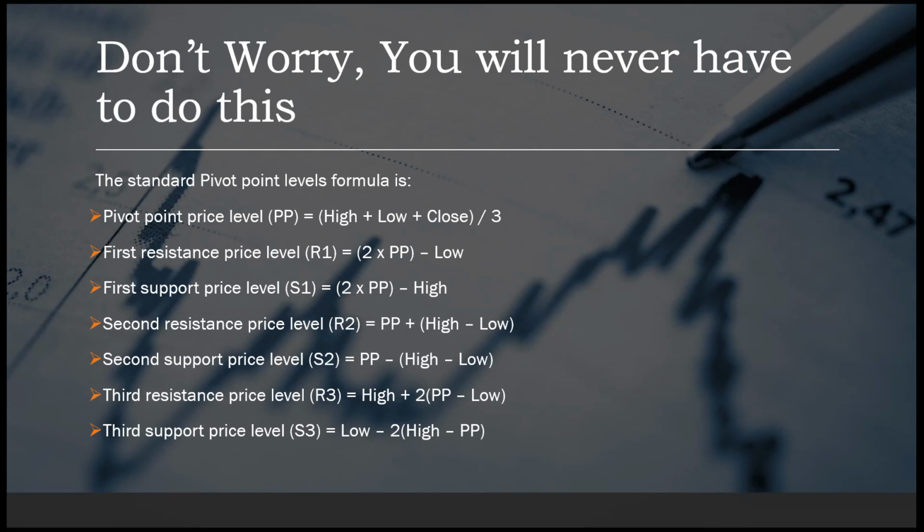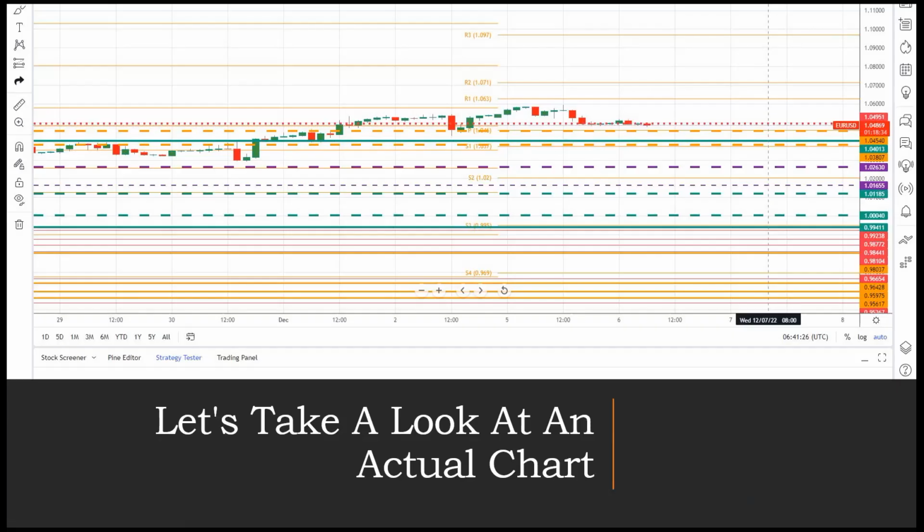The second resistance would be the pivot point level plus the high minus the low. The second support level would be the pivot point minus the high minus the low. The third resistance level would be the high plus 2 times the pivot point minus the low. And the third support level is low minus 2 times the high minus the pivot point.